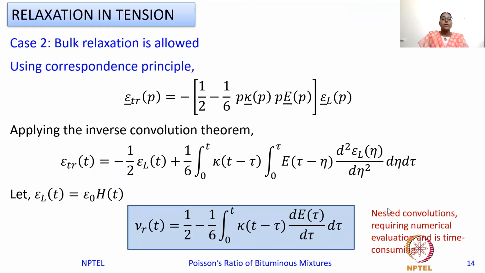Now, moving on, let us consider the second case wherein a bulk relaxation is allowed. That is, you are not assuming kappa to be a constant.